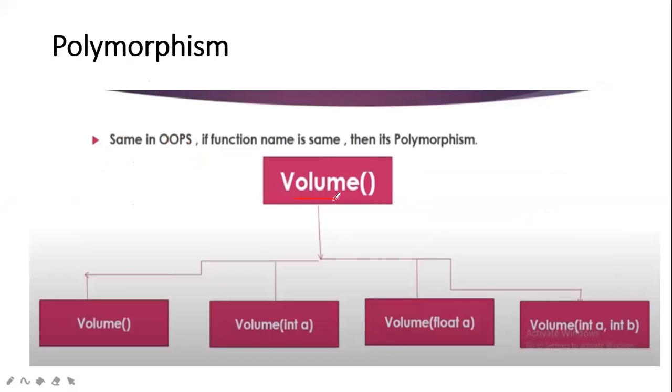Let's say there is one function called volume. It can be called in different ways. That is volume with no return type and no attribute, volume int a with one parameter, volume float a with one parameter where the data type is different. This is float and this is int, and volume int a and int b, that means here two parameters are being passed. So these are working differently in the same program. So this is called polymorphism. That means one type can play a different role. One same name can have a different form of it.